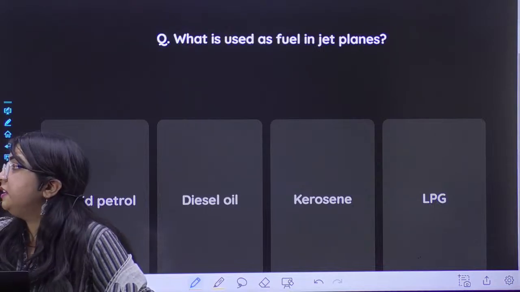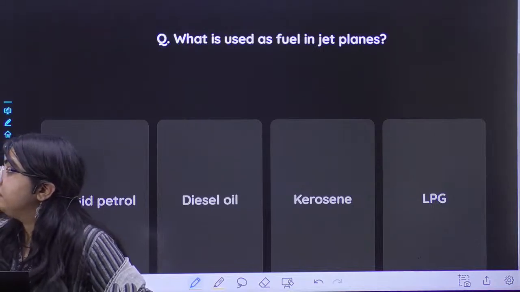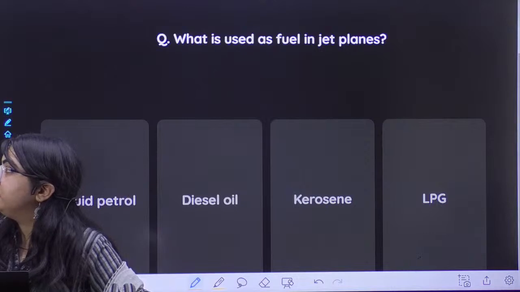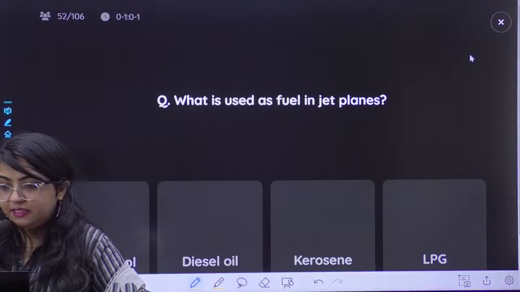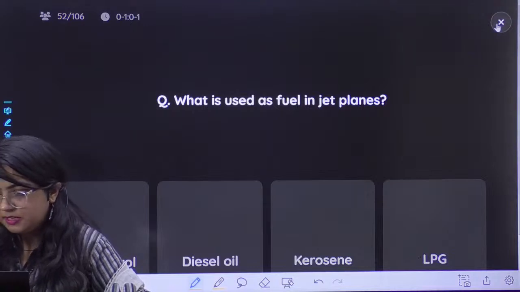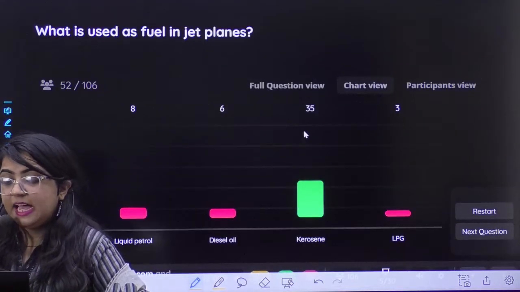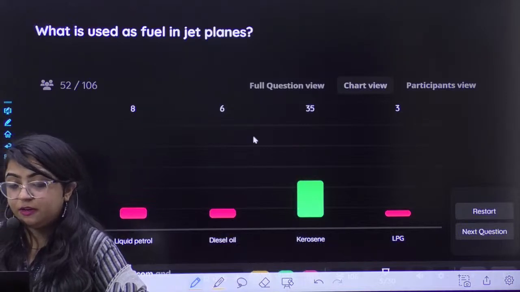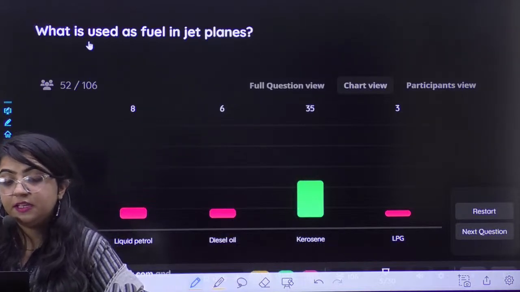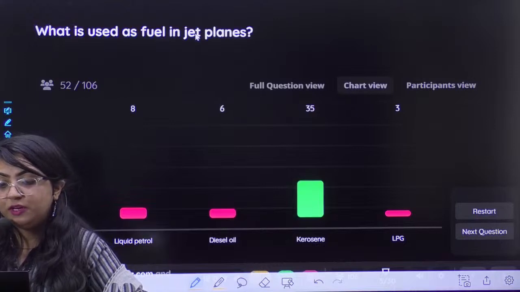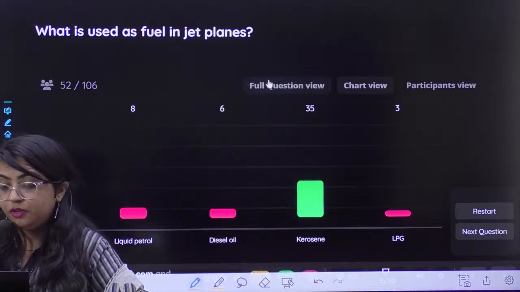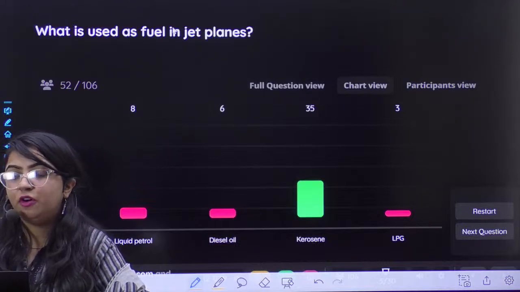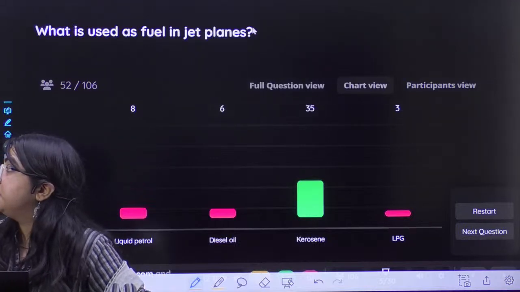Have you all answered? Okay, so let's check this question's answer. Yes, as most of you answered kerosene, kerosene is the correct option for this. Kerosene is used as a fuel in jet planes instead of LPG, diesel oil or liquid petrol. So the most appropriate fuel for jet planes is kerosene.